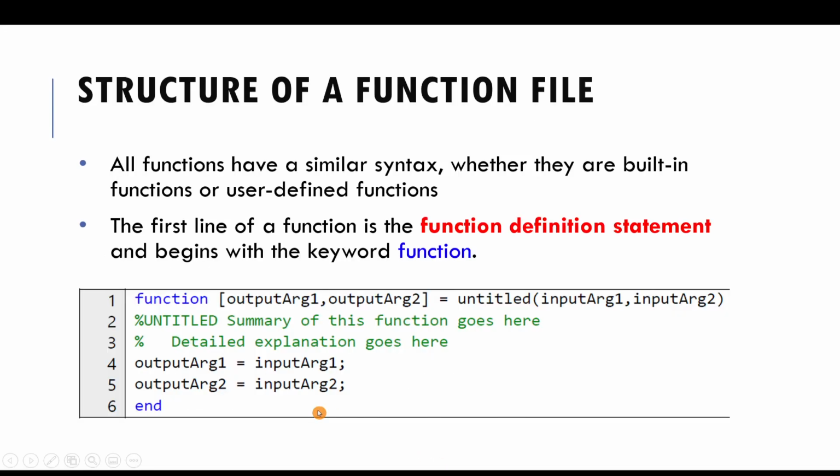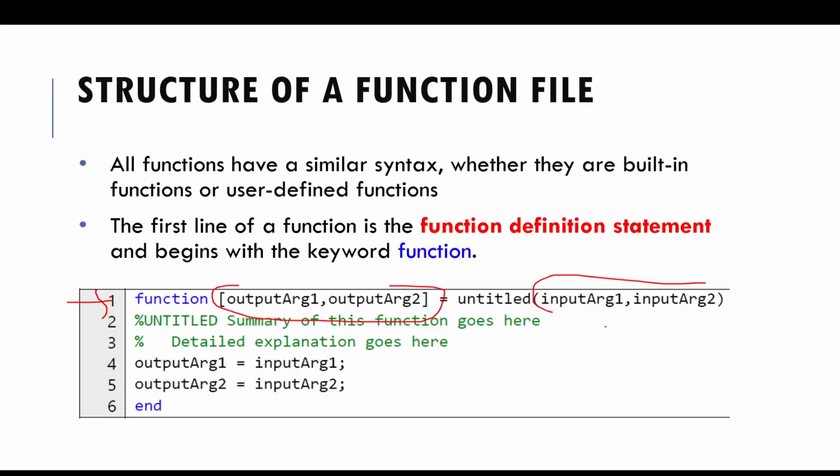So let's look at the structure of a function file. The first line of a function is the function definition statement. The first line should begin with the word function, and contains the function output and function input.